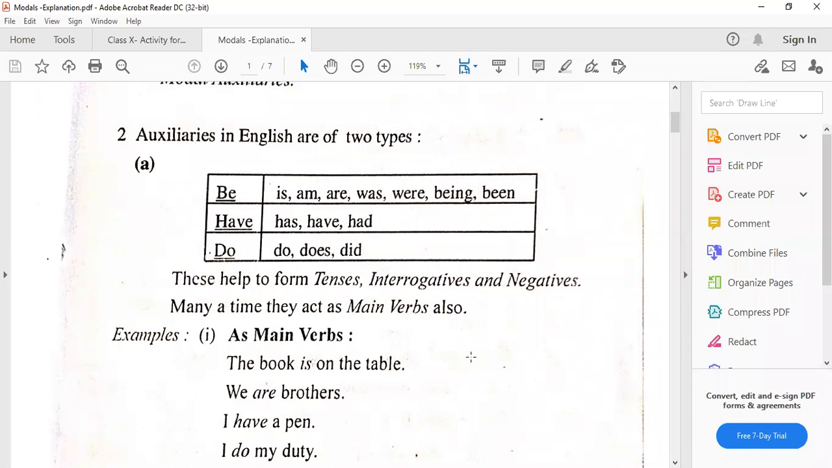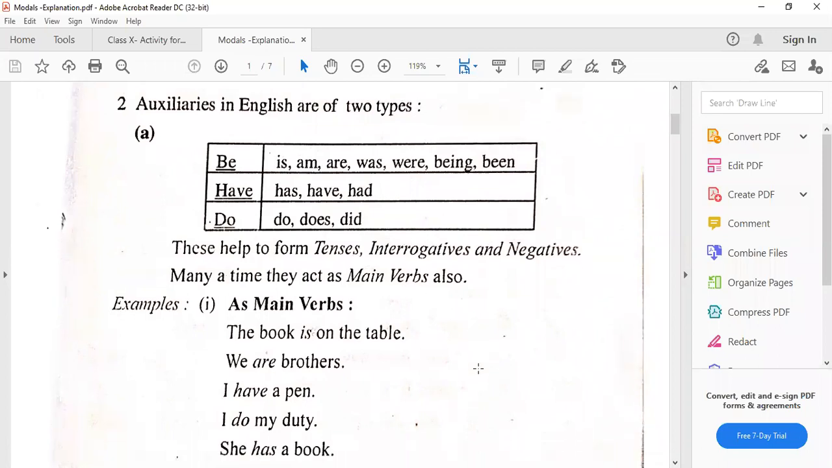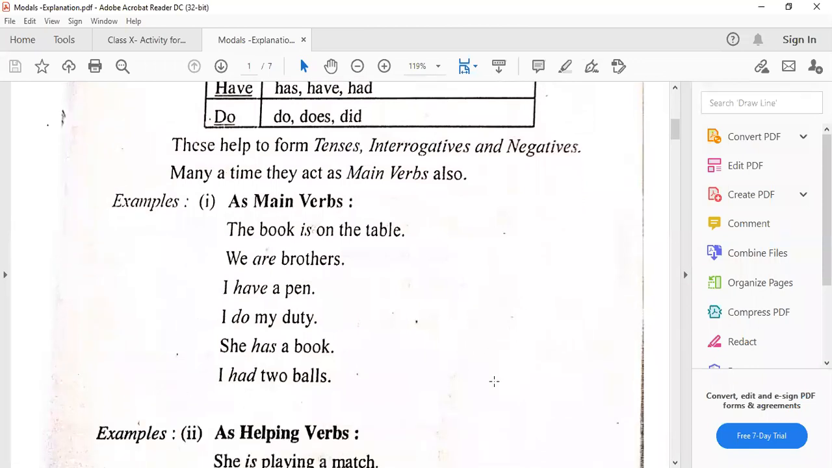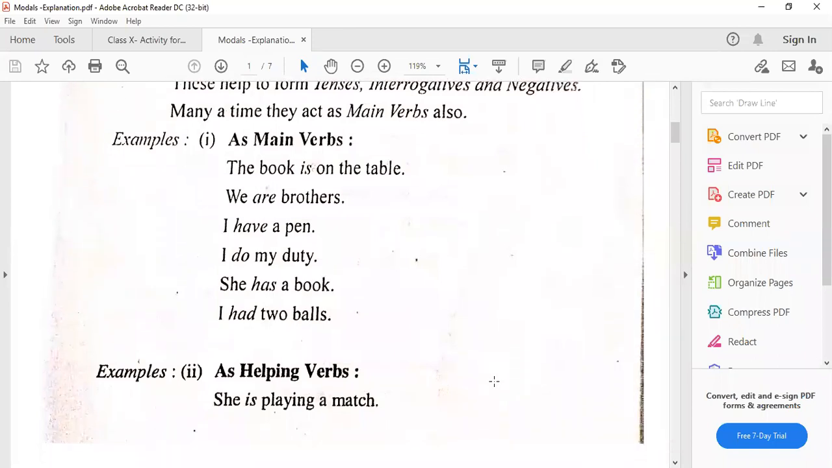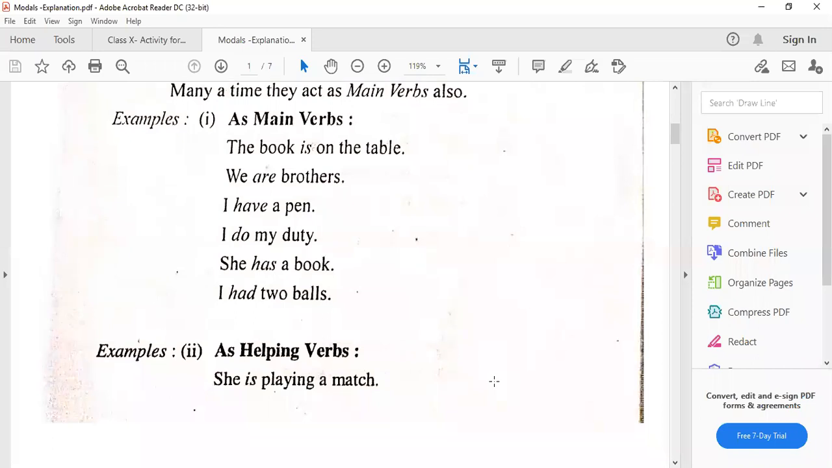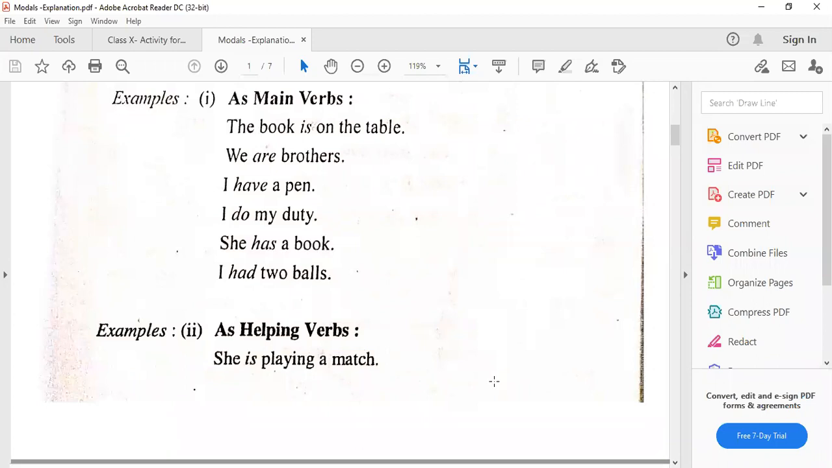You can look at the examples. The book is on the table. Here is is not used as a helping verb. It is used here as main verb. We are brothers. I have a pen. I do my duty. She has a book. I had two balls. All these helping verbs are used here as main verbs. These auxiliaries can be used as main verbs. That means the helping verb that we use in the tenses, they can be used as main verbs. This is the point they want to say.